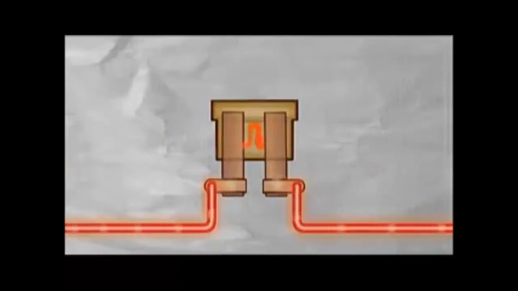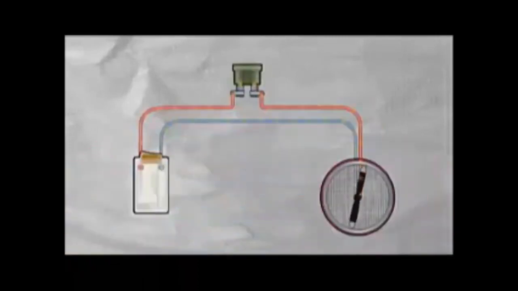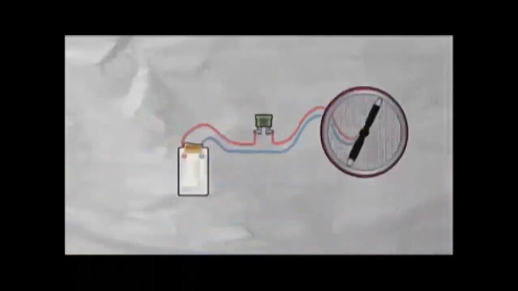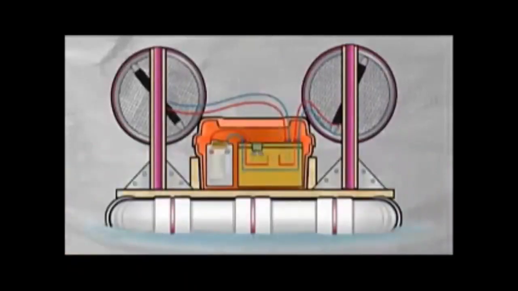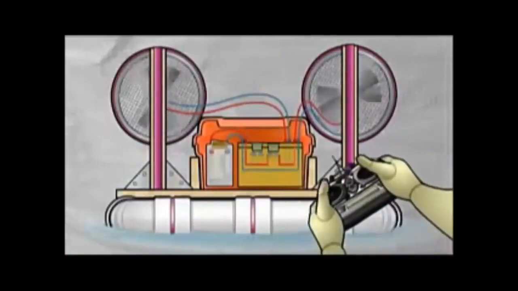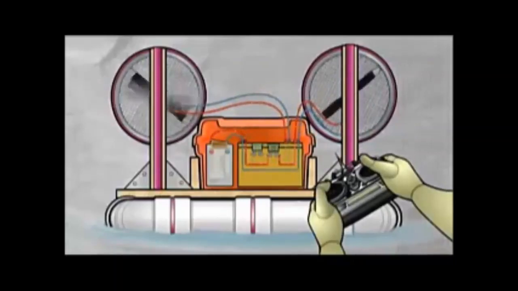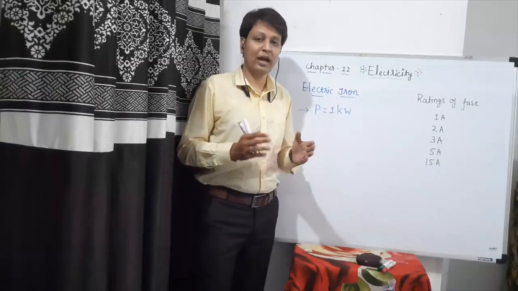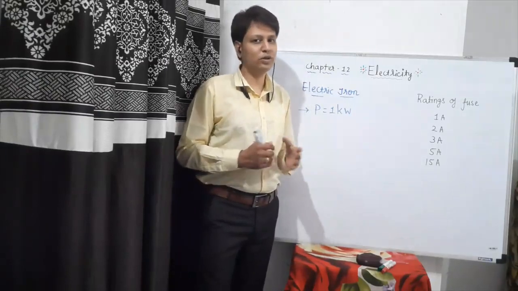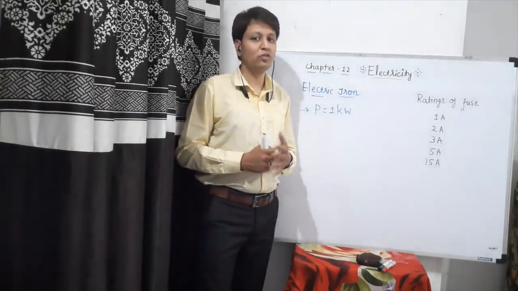When there's too much current, the fuse acts like the weakest link in a chain by heating up more quickly than the other components, and it melts. That breaks the current flow and protects the more expensive components from damage by heat or fire. If a motor draws too much current too quickly, the fuse will blow. I hope you got the proper information about fuse.